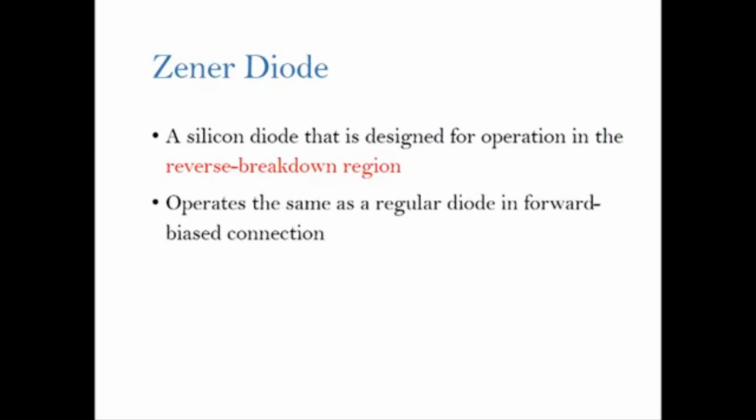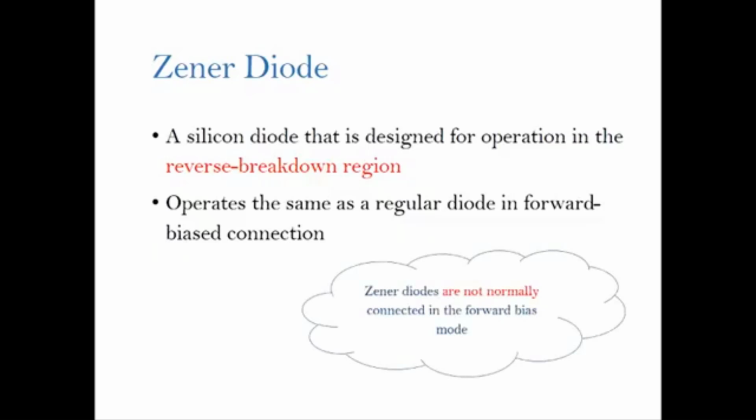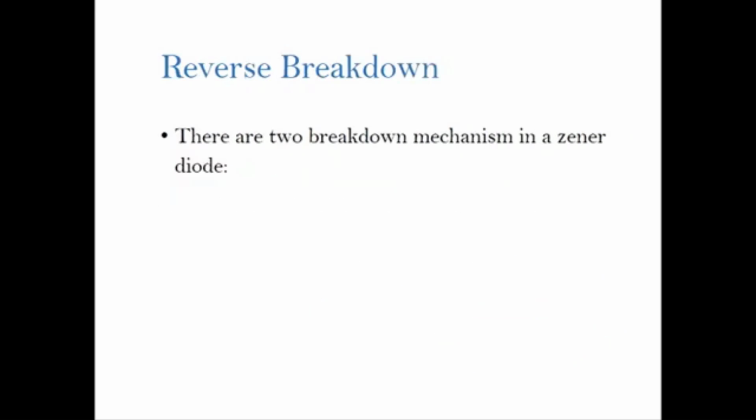It operates the same as a regular diode in the forward bias connection. That means if you apply forward bias to the Zener diode, it will operate the same as the normal diode, and the current will start to flow around 0.7 volt. Okay, but however, for the Zener diode, normally we don't operate it in the forward bias mode.